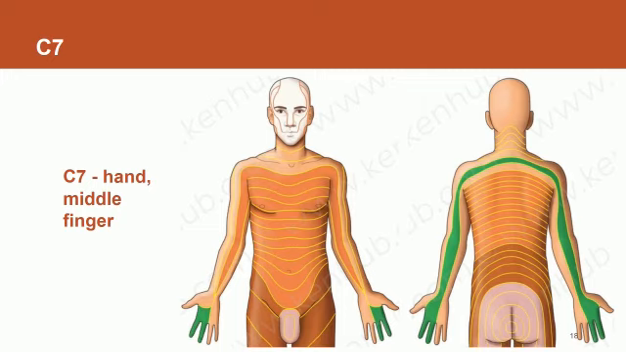C7. C7 is a smaller dermatomal region from the center of the palm to the second, third, and fourth digits anteriorly as well as posteriorly.